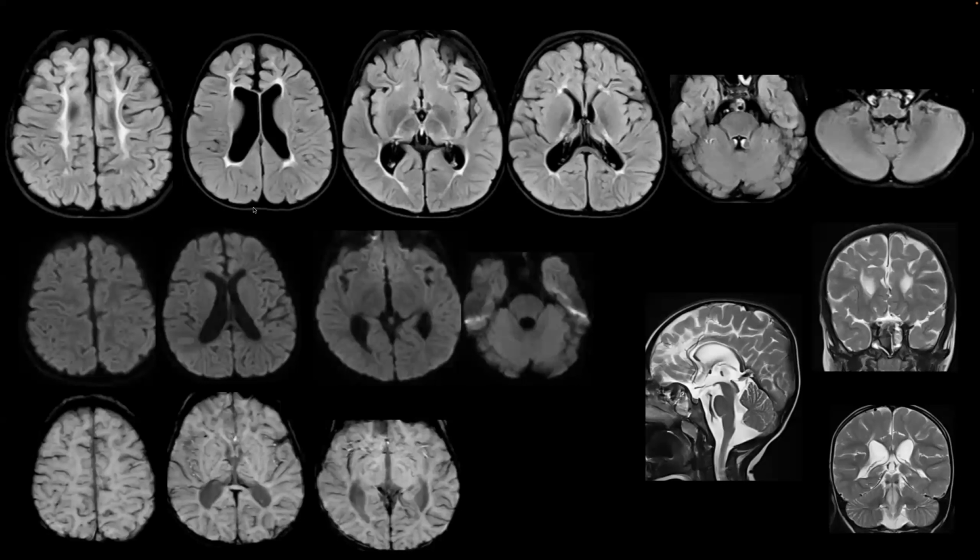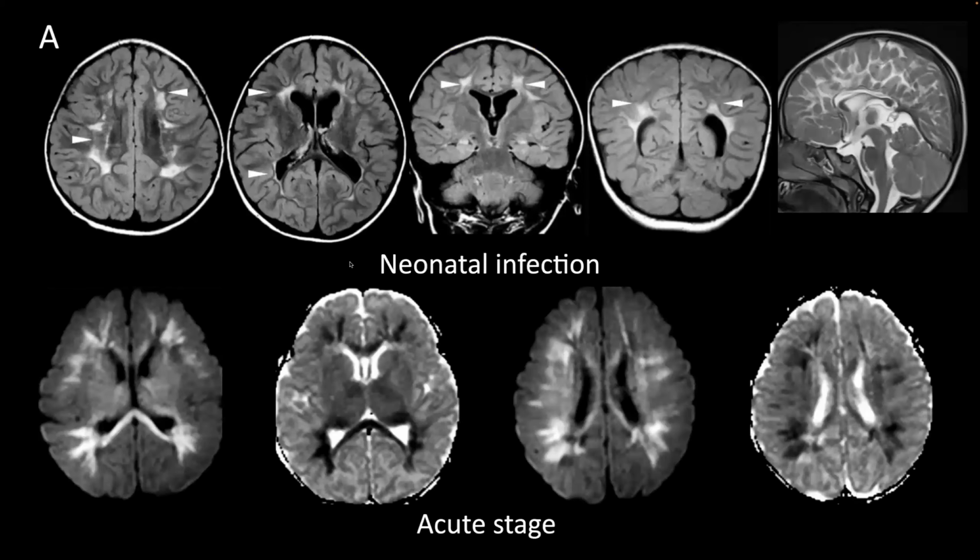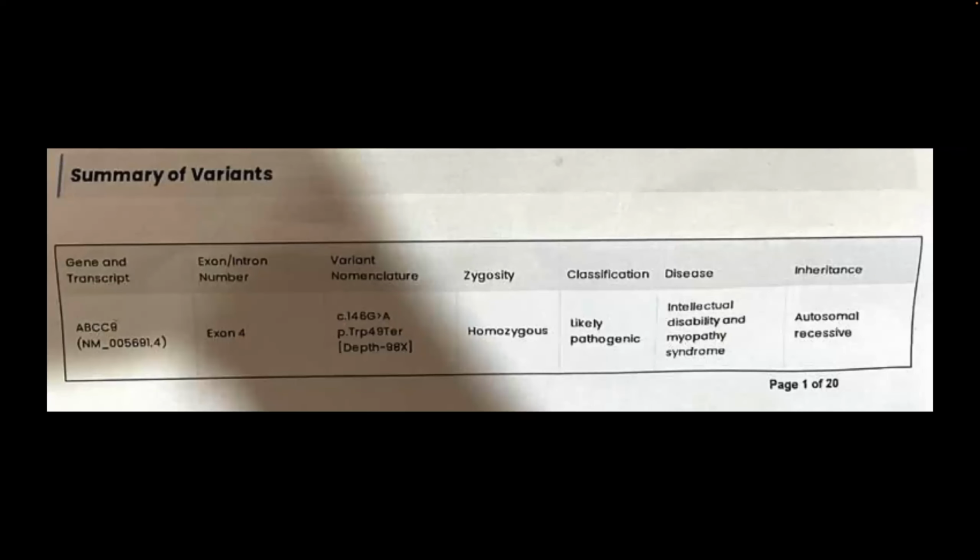So at least we are thinking more of an acquired insult on imaging and clinically than a genetic cause. But I think you will test the parents. Is that right? The next step. Yeah, we'll test for segregation. Okay, got it. All right. Thanks.